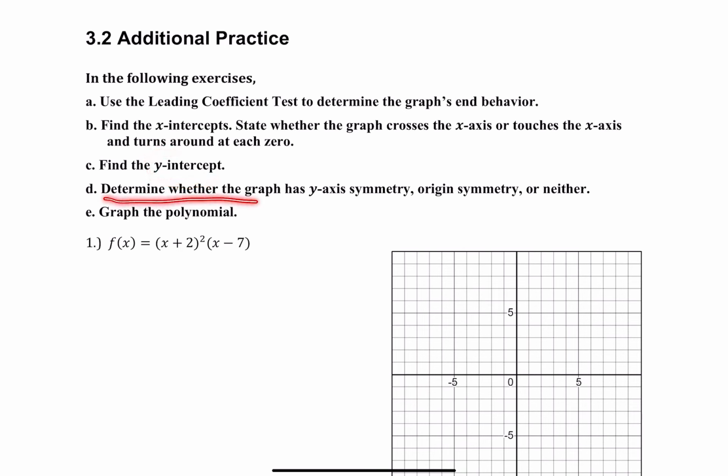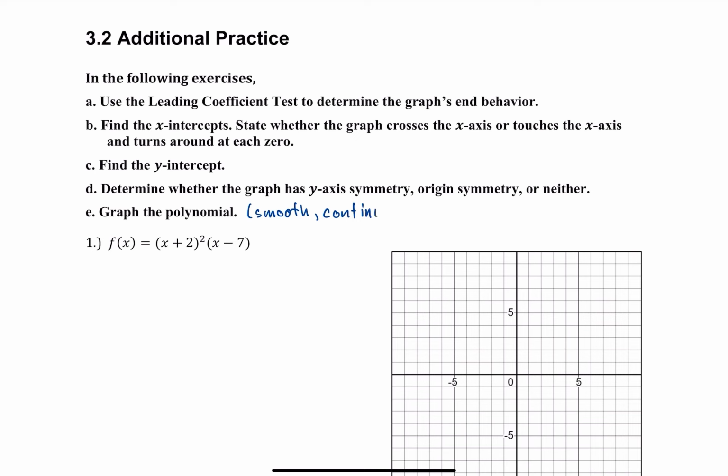It will be worthwhile just to state if the graph has any symmetry, that is to say, is it even, odd, or if there's no symmetry because it's neither even nor odd. And then to graph the polynomial. And again, remember that the graph of a polynomial is smooth and continuous. So with all of that, we'll get a fairly accurate graph.